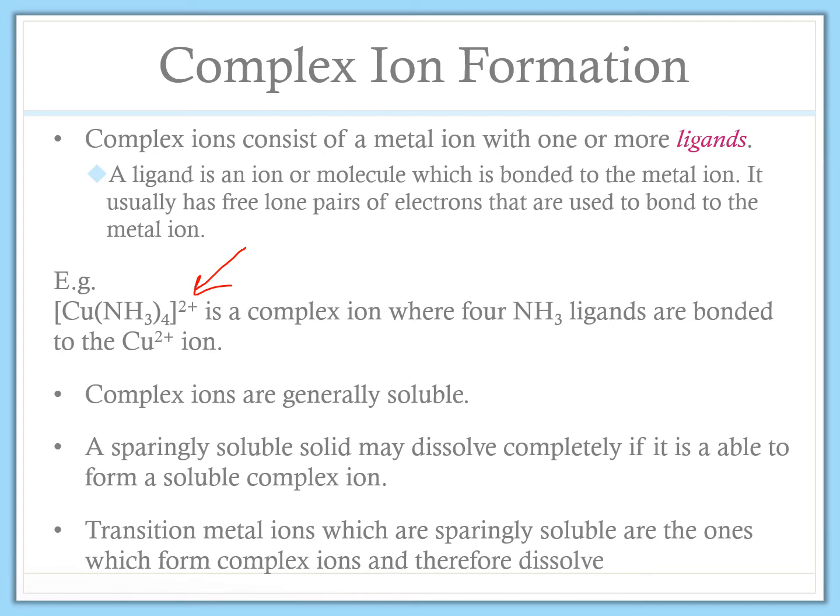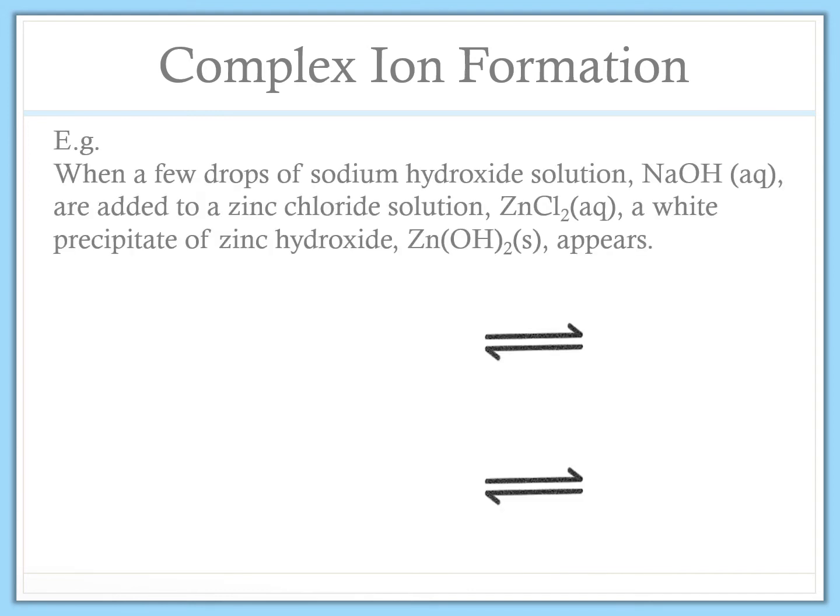The important thing about complex ions is that they are generally soluble, i.e., they generally dissolve fairly well. And sometimes things will dissolve more easily if they're able to form a soluble complex ion. So if you're dealing with something that's got a transition metal, those are the ones in the middle of the periodic table that are more likely to form complex ions, you could have changes in the solubility of the stuff you're dealing with.